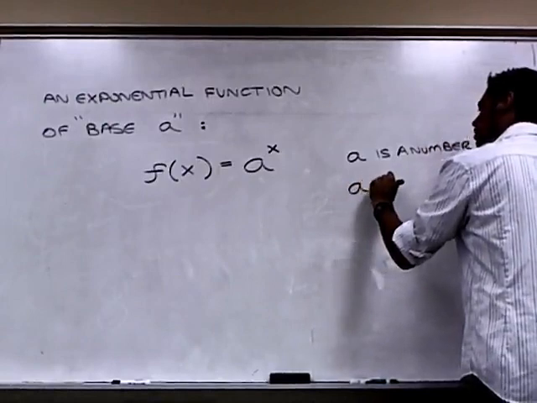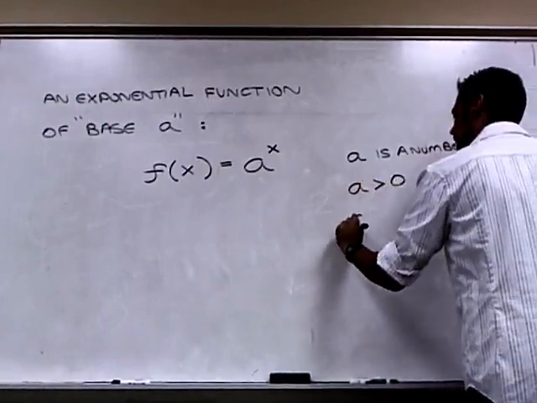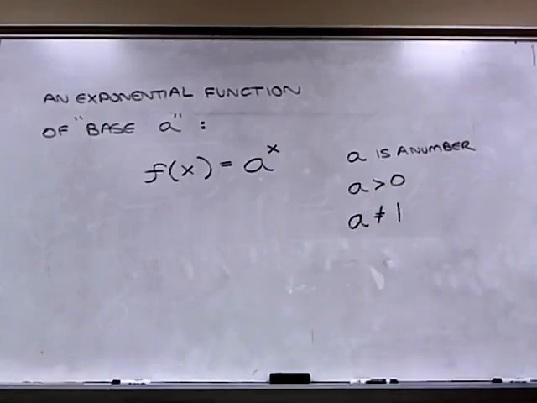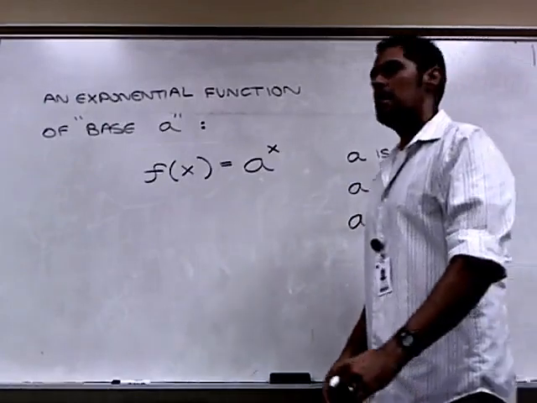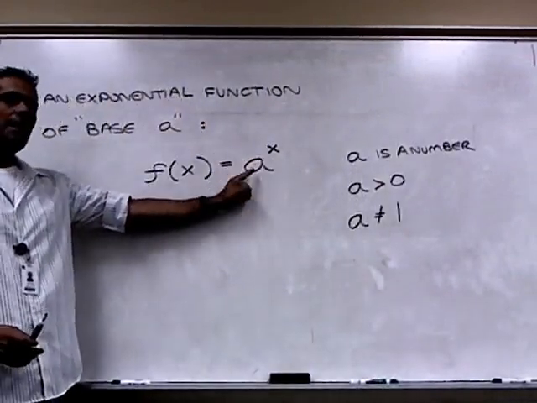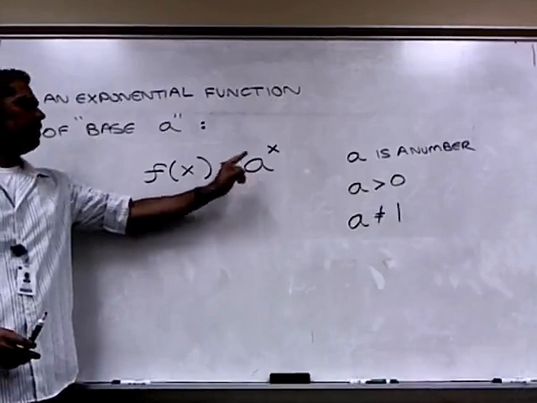A must be greater than 0. A cannot be equal to 1. That's what it takes to be an exponential function. You have to be a function where you're a number raised to x, the number has to be positive, and the number can't be 1.